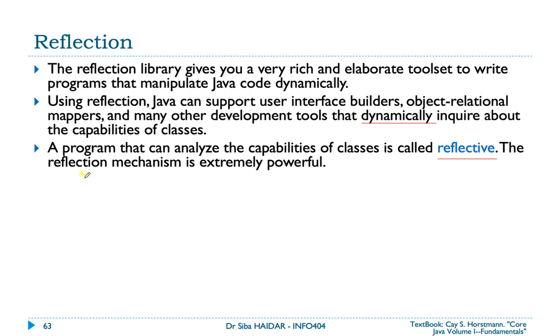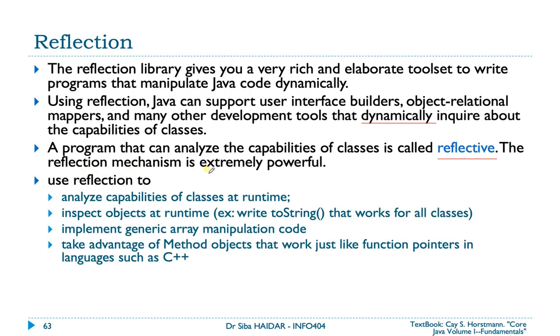The reflection mechanism is extremely powerful. What can you do with reflection? You can use reflection to analyze capabilities of classes at runtime, to inspect objects at runtime. You can, for example, like you will see today, write a toString that works for all classes, to implement generic array manipulation code. Also, this code is available. And to take advantage of method objects that work just like function pointers in a language like C++.